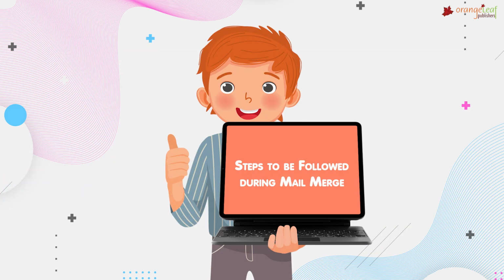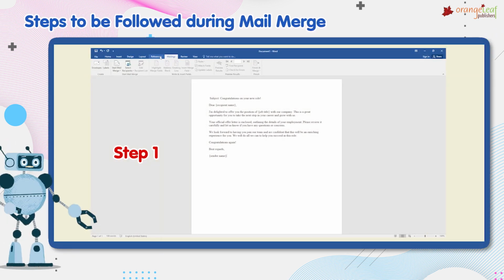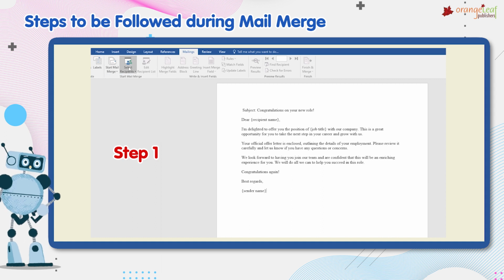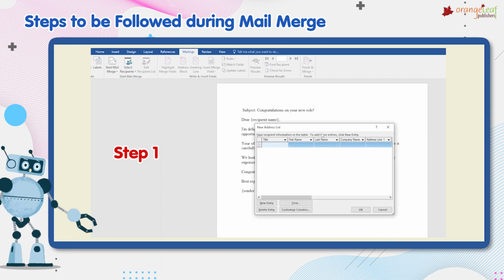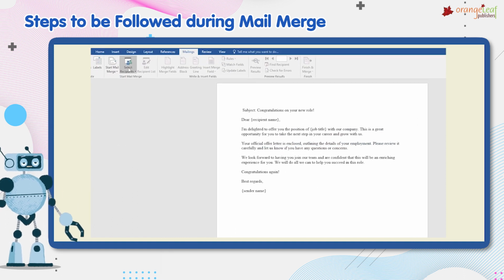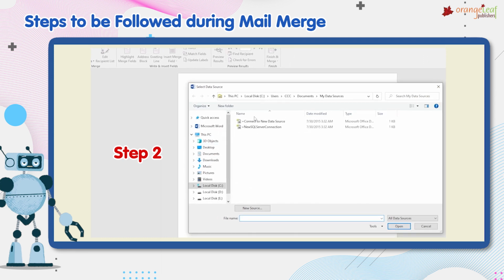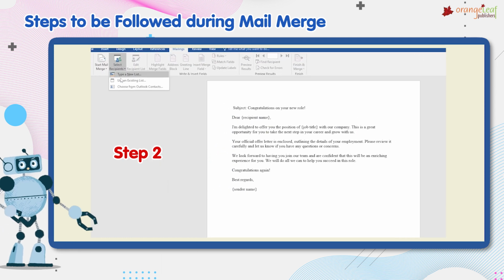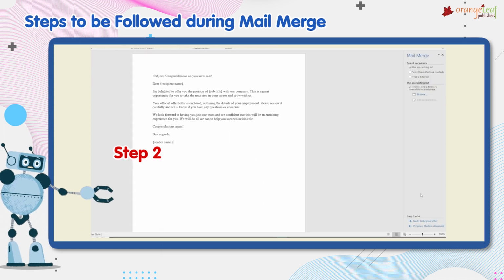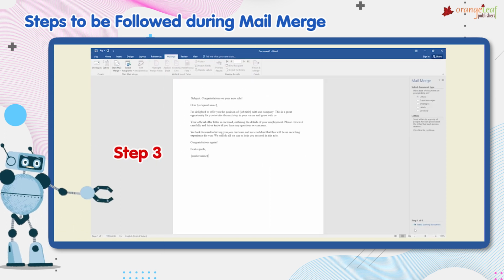Steps to be followed during mail merge. Step 1. When you are performing a mail merge, you will need a main Word document. It can be a letter, invitation, greeting card, or any personalized message. Step 2. Add a database that specifies the name, address, city, PIN, etc. of the recipient. Step 3. After that, merge the created database with the main document.